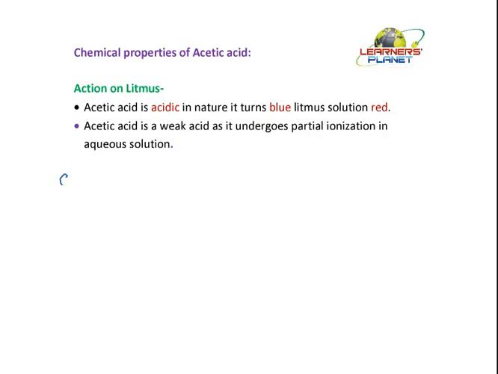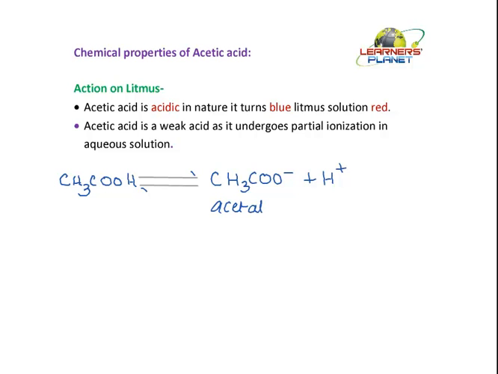Let's take up this acetic acid. What is the formula here? It is CH3COOH, and this acetic acid dissociates in aqueous solution. What all ions is it forming in the solution? It is forming CH3COO minus ions plus H plus ions. So what are these ions called? These are called acetate ions.